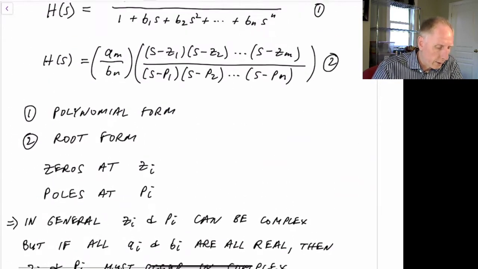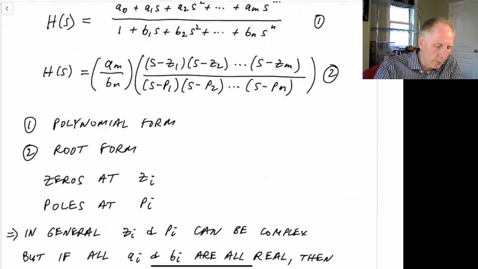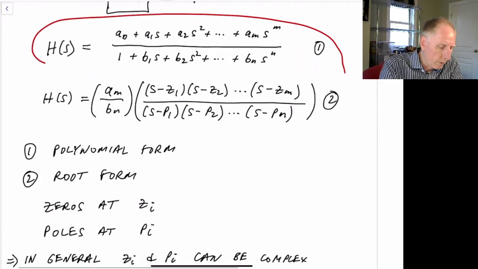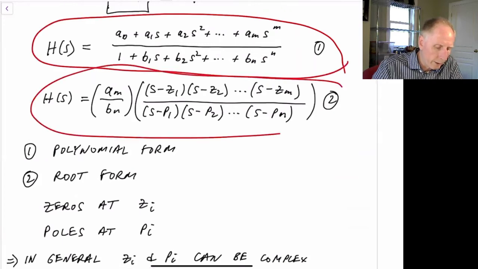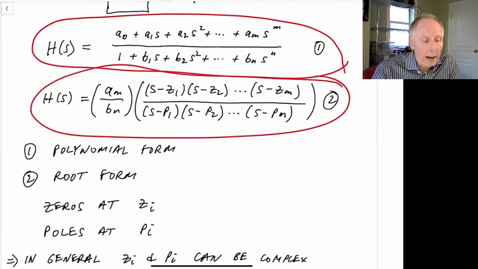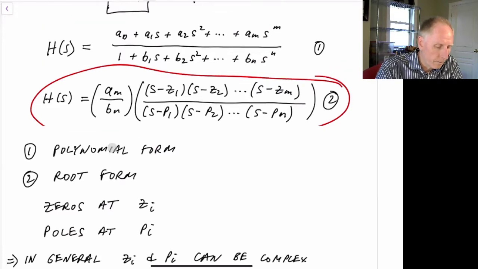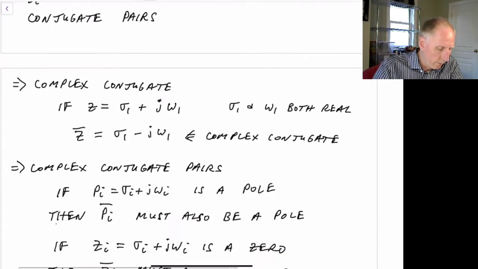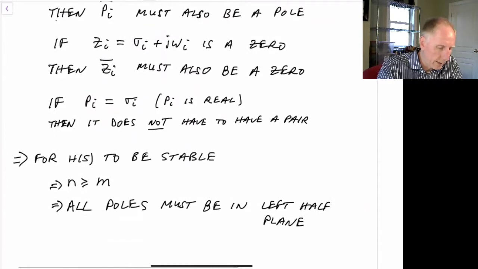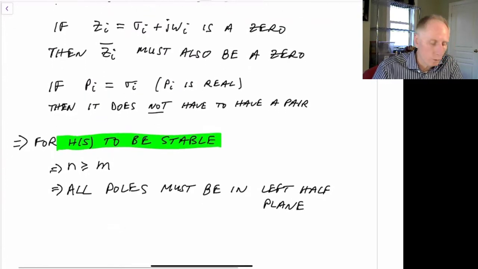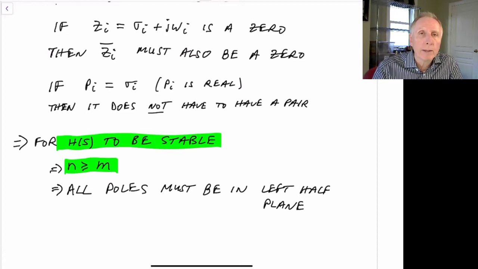Now for this transfer function that we have shown in either polynomial form or in root form, we'd like to know, how do we know if it's stable? Well, for H of s to be stable, two things have to be true. N must be greater than or equal to m. So the order of the denominator must be at least equal to the order of the numerator, or higher than the order of the numerator.